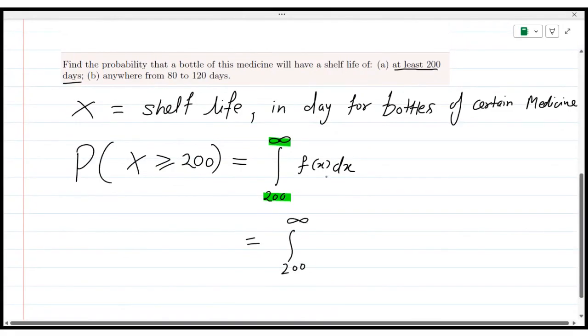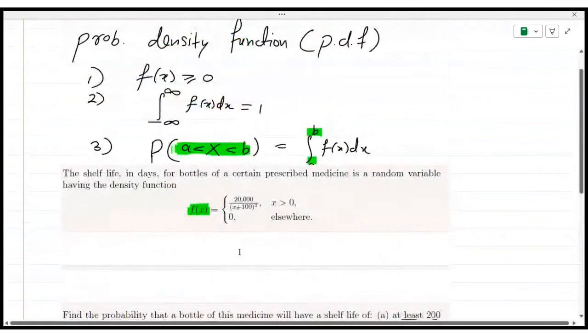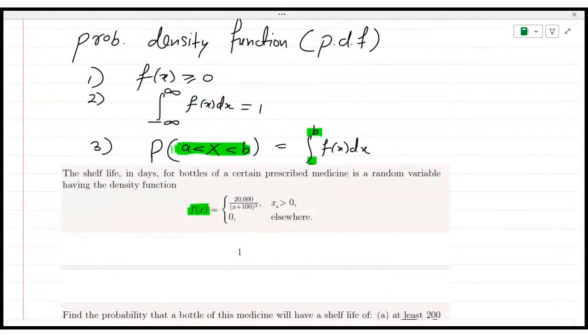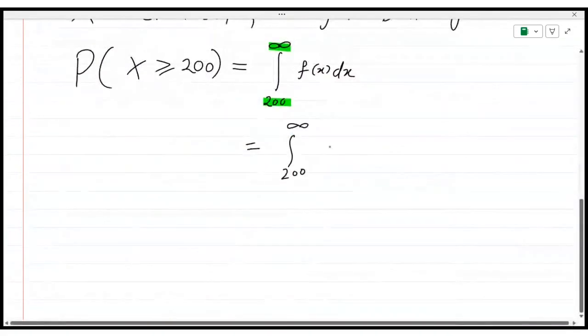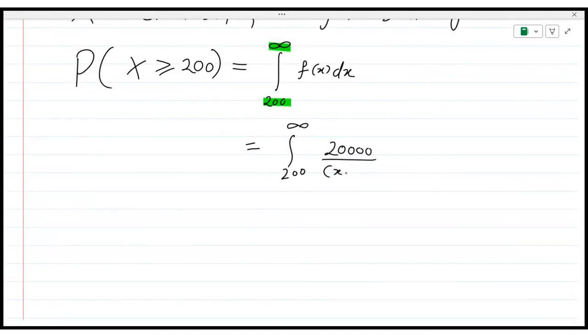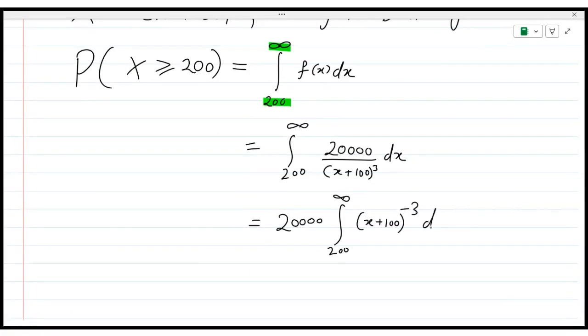The function f of x, you can see here, is 20,000 upon (x plus 100) power 3 when x is greater than 0. Here, because we are doing the integral from 200 to infinity, which is greater than 0, we can write here 20,000 divided by (x plus 100) cube with respect to x. 20,000 is a constant, so 20,000 will come out of the integral. And this is the integral of (x plus 100) whole power minus 3 with respect to x.